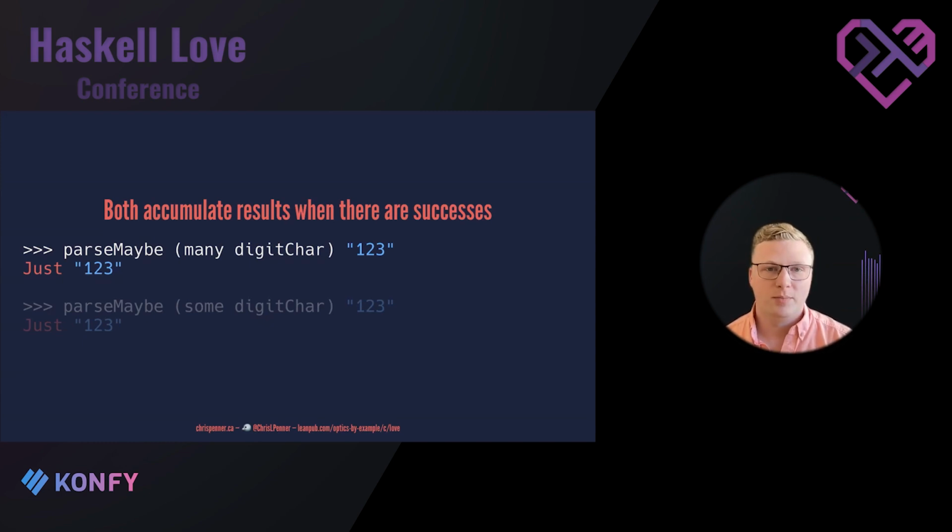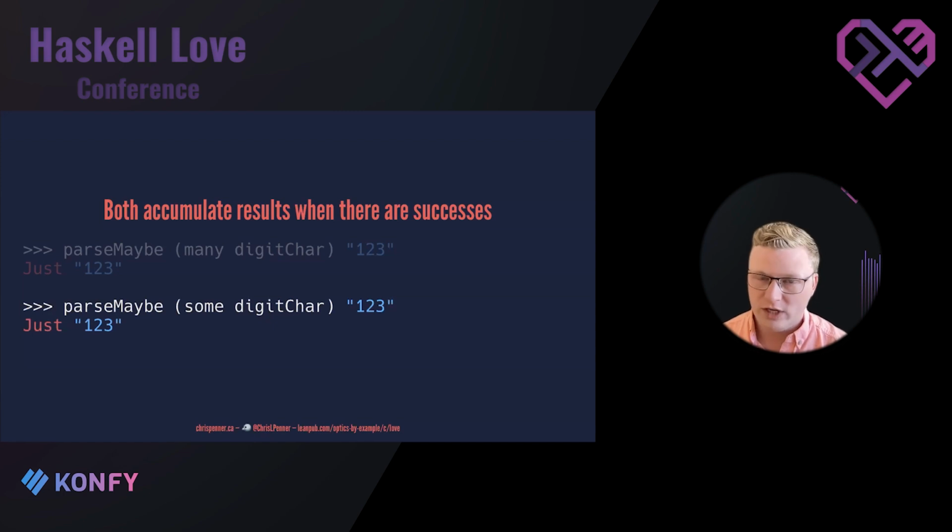So here I am parsing many digit characters, okay? So a digit character is, of course, just any character from 0 to 9. And what we're saying is, okay, start at the beginning of the string, and we're going to parse as many digits as we can. And then whichever ones succeed, we're just going to return them as a list. And of course, a list of characters shows up as a string. Parse maybe wraps that in a Just to indicate that the parse succeeded. And so we get Just "123". And of course, some we can see behaves exactly the same way because in this case, we do have at least one success. So these two are indistinguishable.